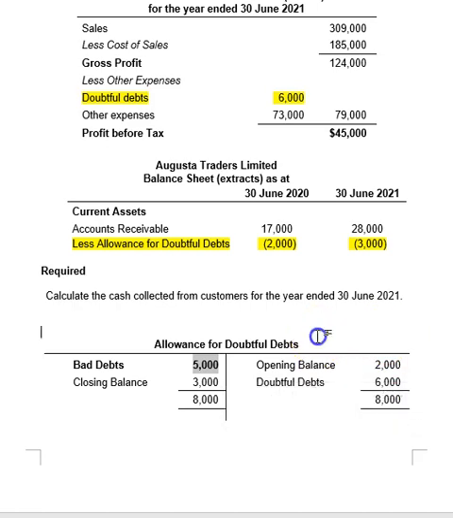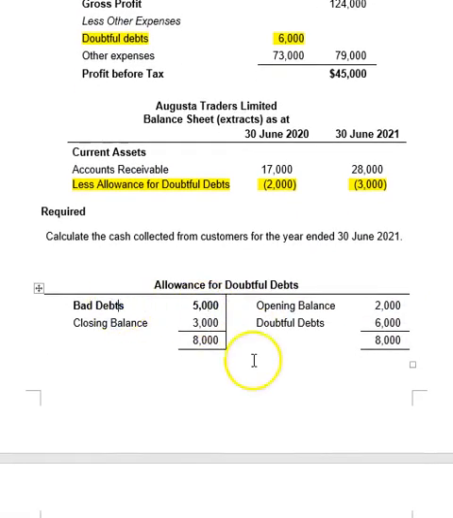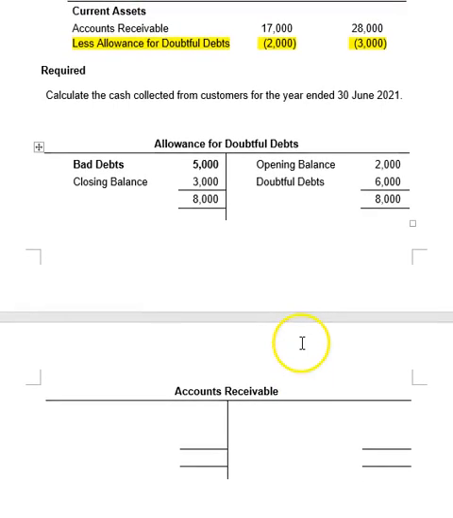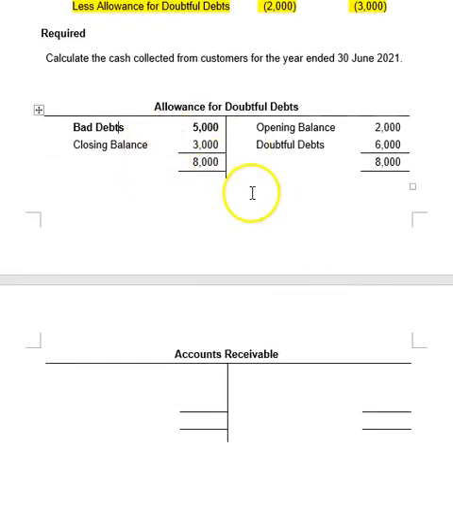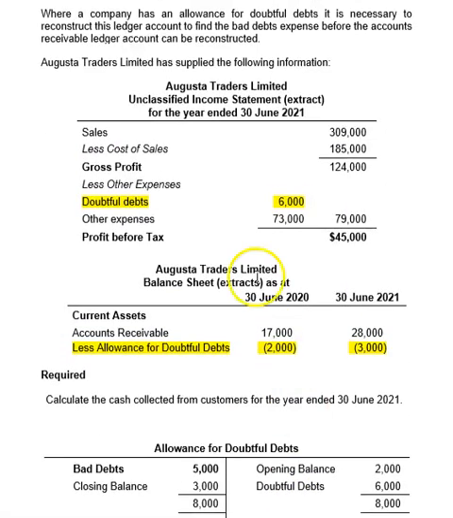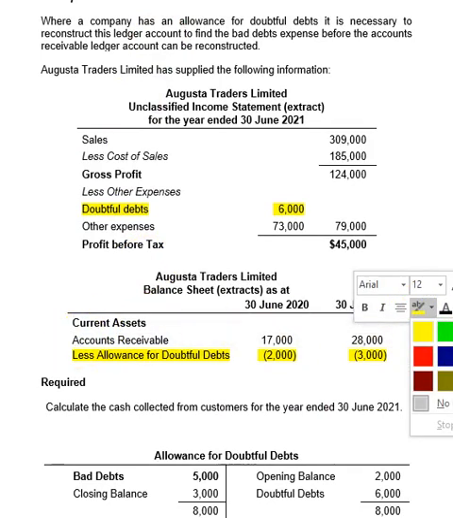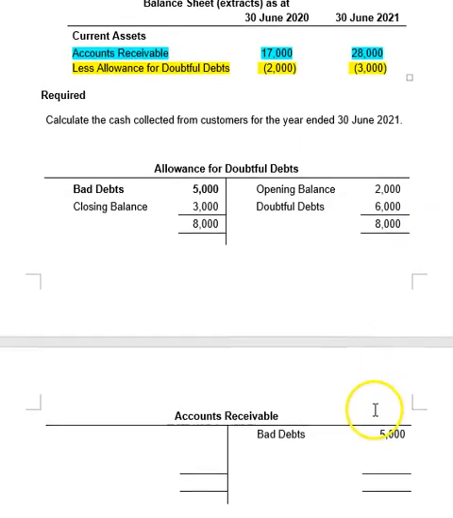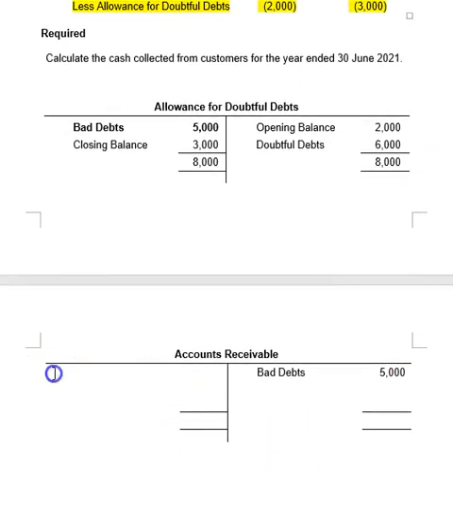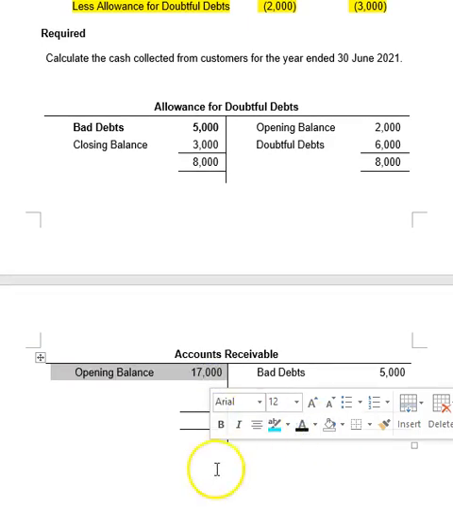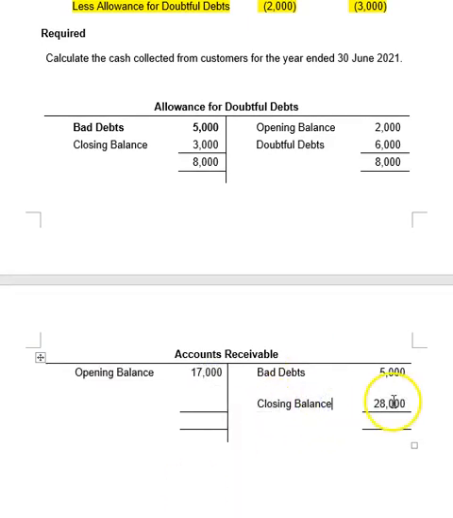Hence, the bad debt will be 8,000 minus 3,000, which is 5,000. Once you find out your bad debts, you have to put them into your accounts receivable. Bad debt will reduce your accounts receivable, hence you need to put it on your credit side. But not to forget, for your accounts receivable, you need to have your balance BD and balance CD as well. So opening balance 17,000, closing balance 28,000.